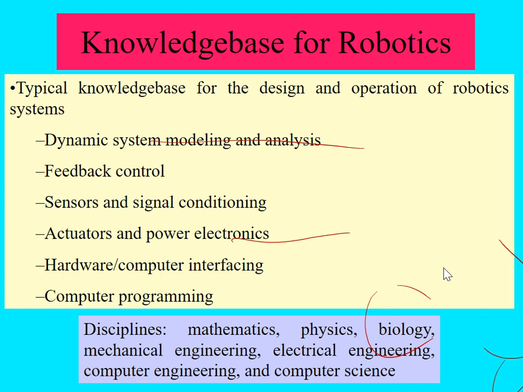There are other answers that fall into this, but they're system modeling, of course. In other words, you have to be able to look at a system as an entire entity. And I don't care whether it's a robotic car or an industrial robot or a humanoid robot. You have to be able to model the system and analyze it. Feedback control is not used in all robotic systems, but most.